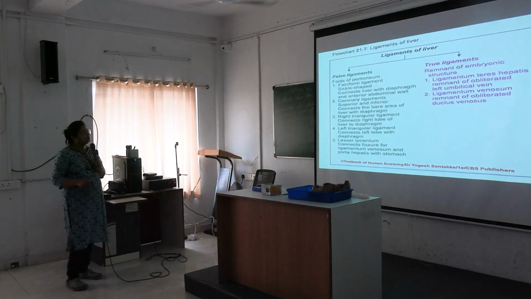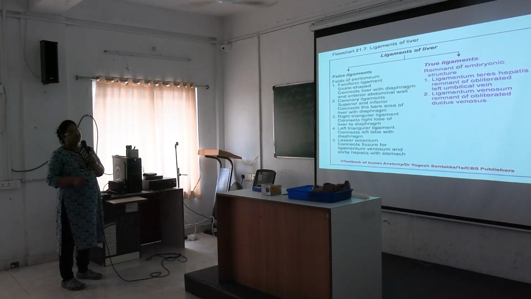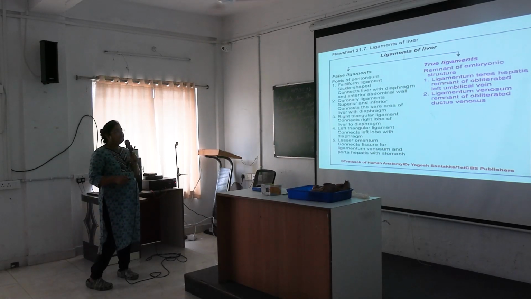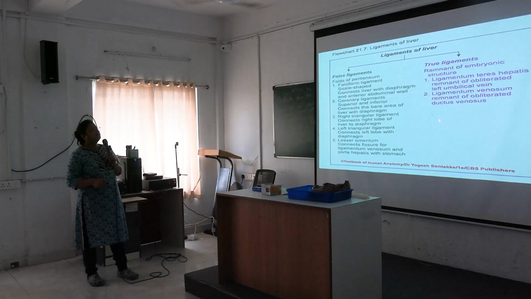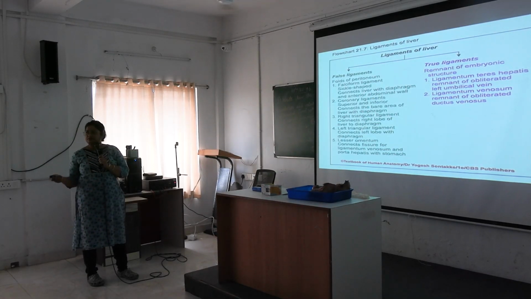So these are the ligaments. This chart you must remember. True ligaments, what is the remnants, that is asked in your viva. Ligamentum teres hepatis is remnant of obliterated left umbilical vein. Ligamentum venosum is remnant of obliterated ductus venosus.